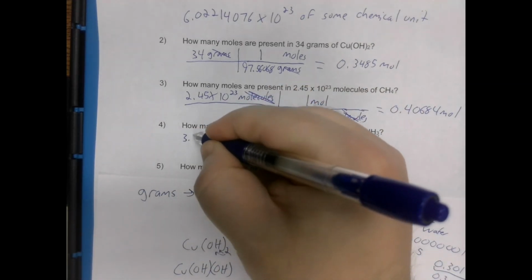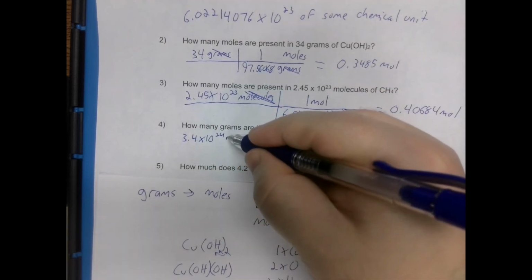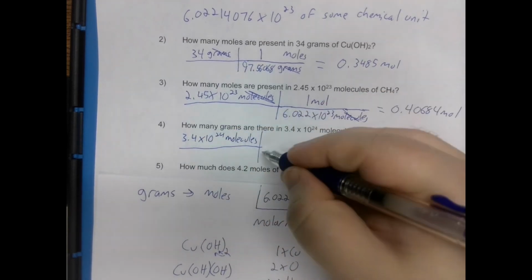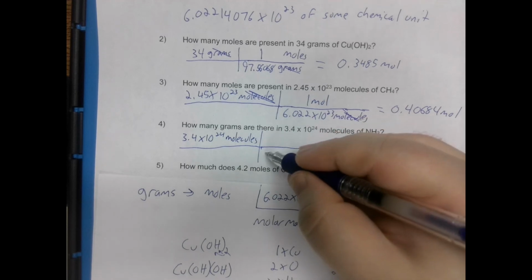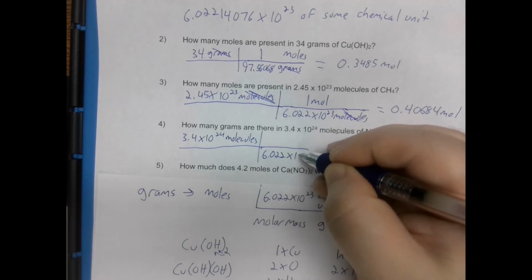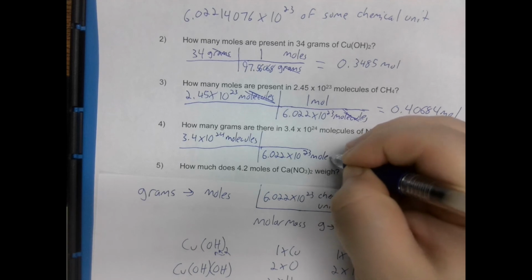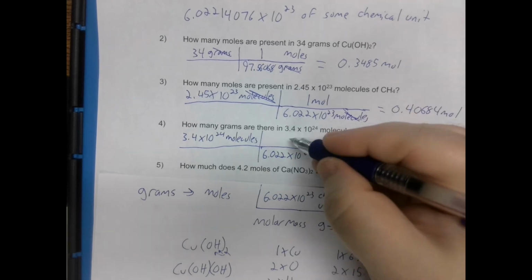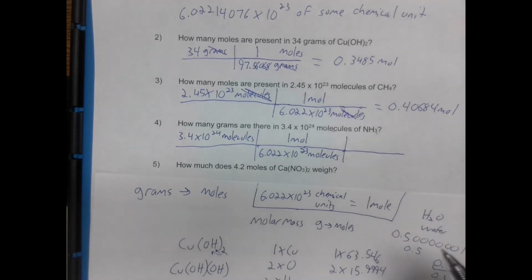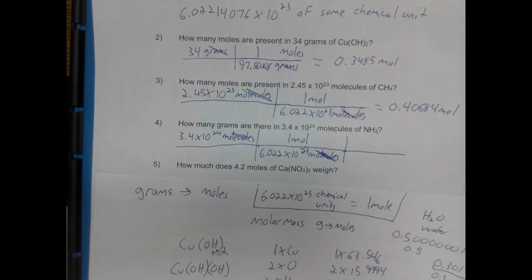We begin by writing what we're given. Cancel out molecules and gives us moles. We put the number on bottom: 6.022 times 10 to the 23 molecules to 1 mole. And now we can cross out molecules, and we're in moles right now.